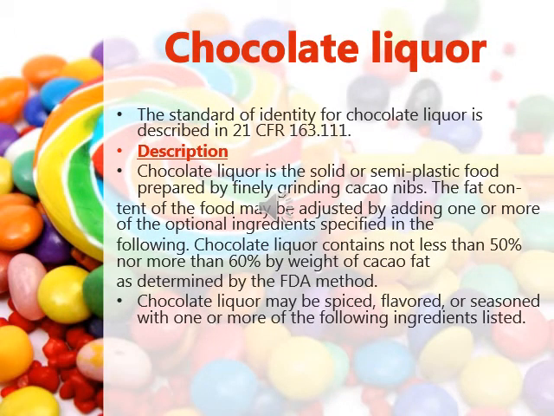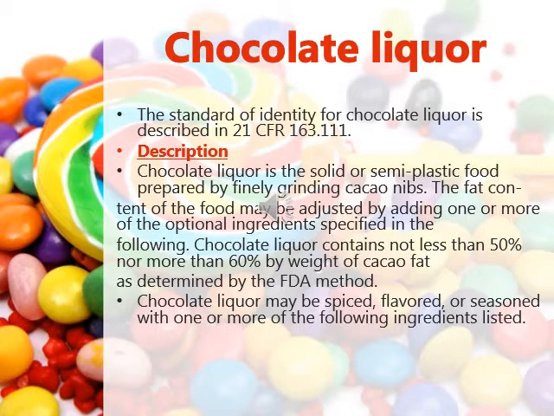Now we will talk about chocolate liquor. The standard of identity for chocolate liquor is described in 21 CFR, which is the Code of Federal Regulations, number 163.111. The description: chocolate liquor is the solid or semi-plastic food prepared by finely grinding cocoa nibs.